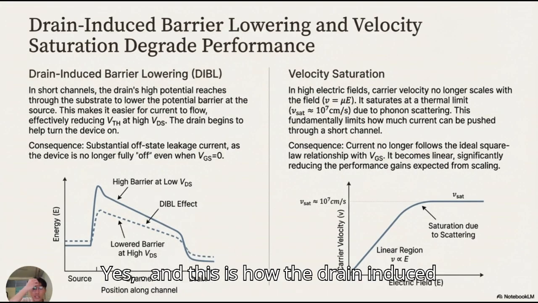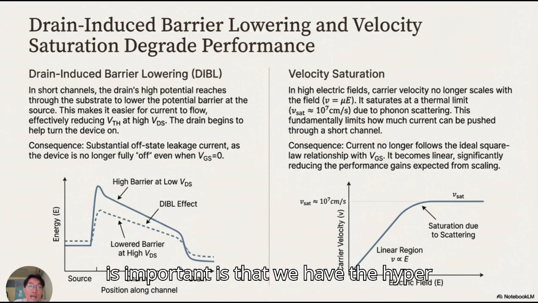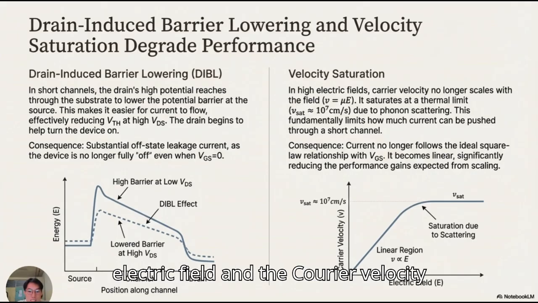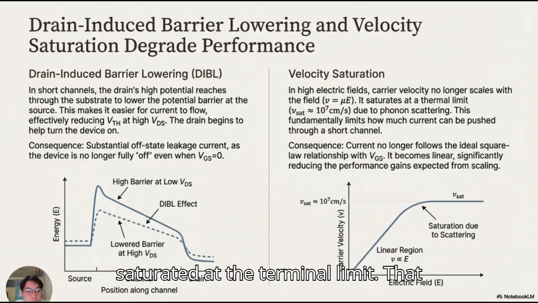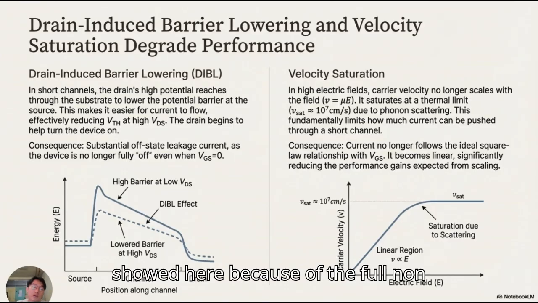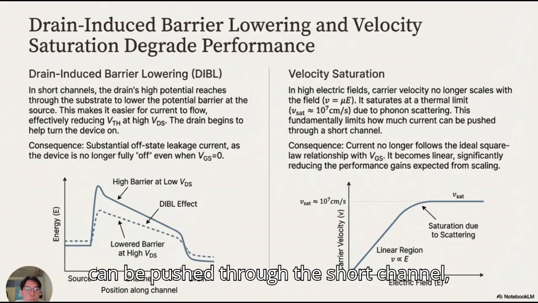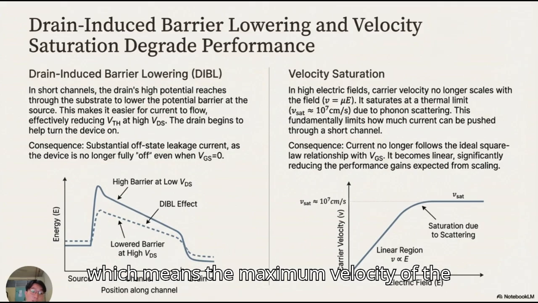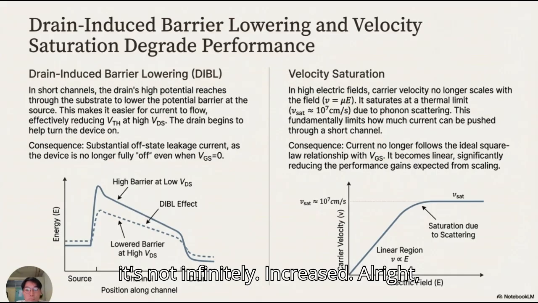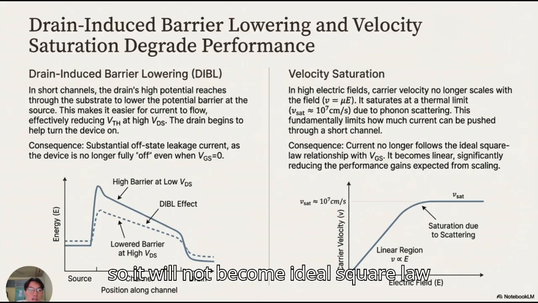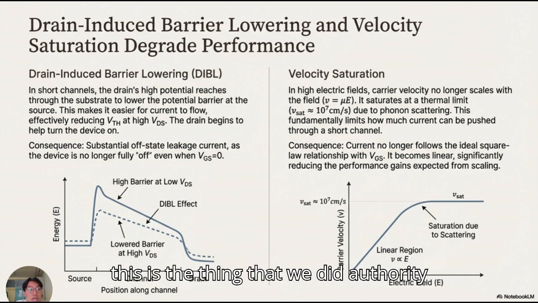Yes, and this is how drain-induced barrier lowering works, and why velocity is very important. With a high electric field, the carrier velocity is accelerated, and it saturates at the thermal limit as shown here because of phonon scattering. It's about the lattice vibration, and this fundamentally limits how much current can be pushed through the short channel, which means the maximum velocity of the charge carrier is limited and does not increase infinitely. So it will no longer be an ideal square law relationship as the electric field strength increases.